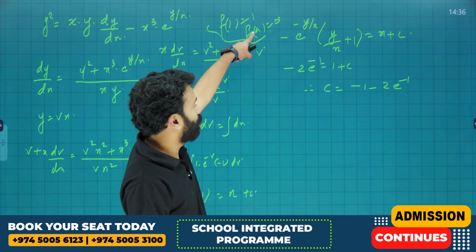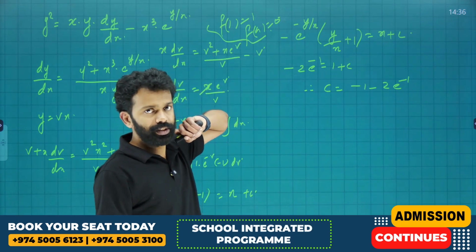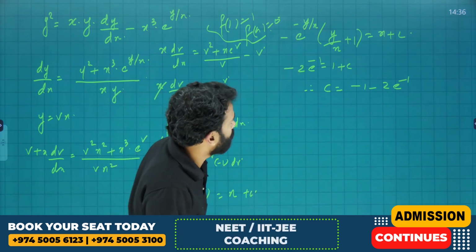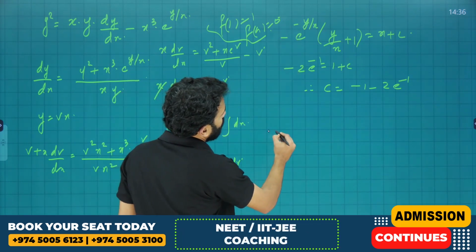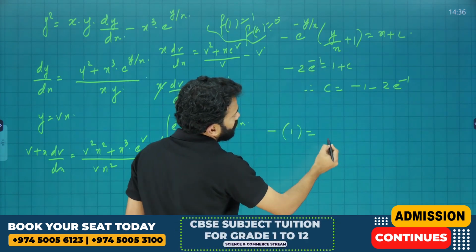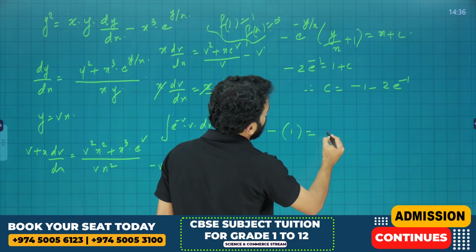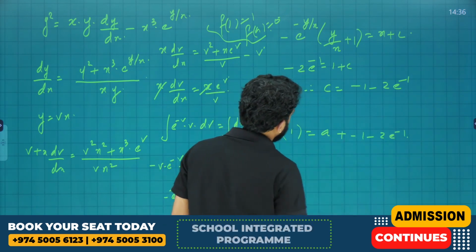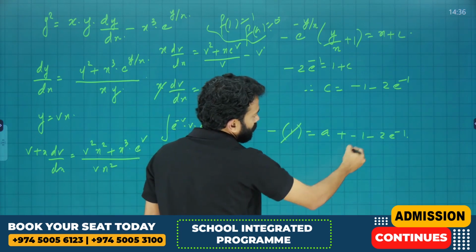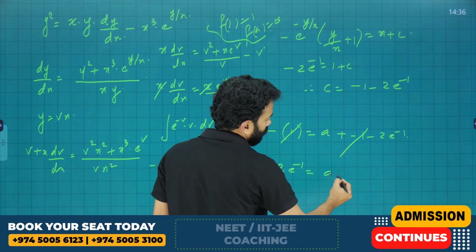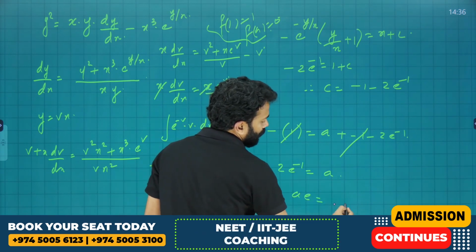Okay, another thing is f of a is equal to 0. If you substitute x is equal to a, y becomes 0. That is, this will be 1. That is minus of y is 0, 1 is equal to x is a, a plus minus 1 minus 2e raised to minus 1. Okay, this minus 1 got cancelled. That is 2e raised to minus 1 is equal to what? a. Therefore, a is equal to what?